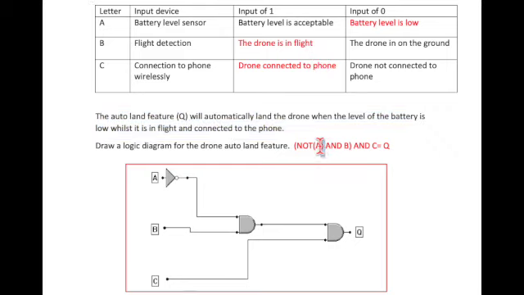Because we need A to be a 0, we are going to use the inverter or the NOT gate. We are going to AND that result with B, and then we're finally going to AND that with the input of C to give us our final value of Q. So Q will be a 1 when A is a 0 and B is a 1 and C is a 1.